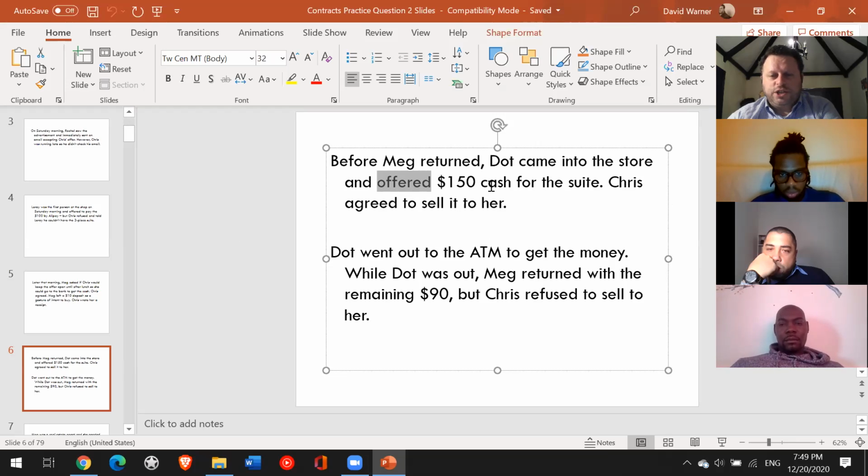So they exchange consideration, intention. I mean, you should explain intention and certainty, but it seems okay. Now, she goes out to get the money, and when she's out, Meg returns with that remaining $90, and Chris refuses to sell it to her. What's happening here?